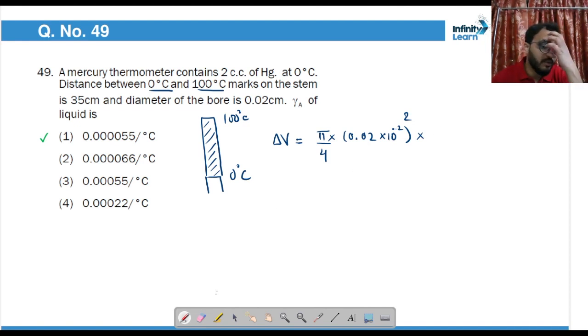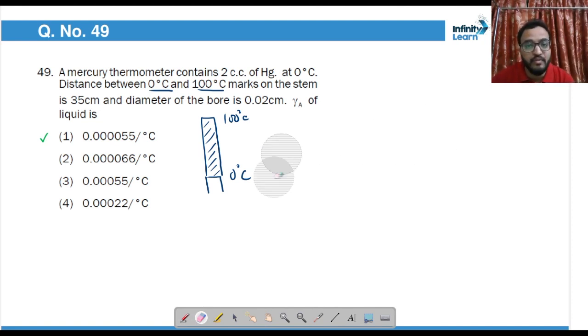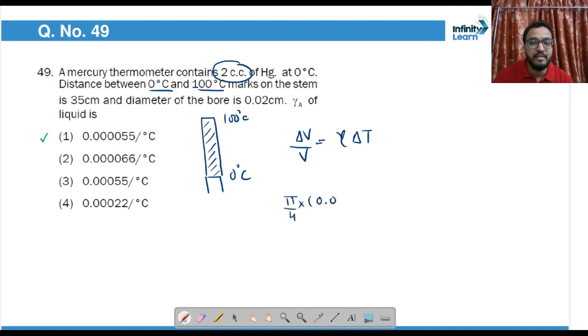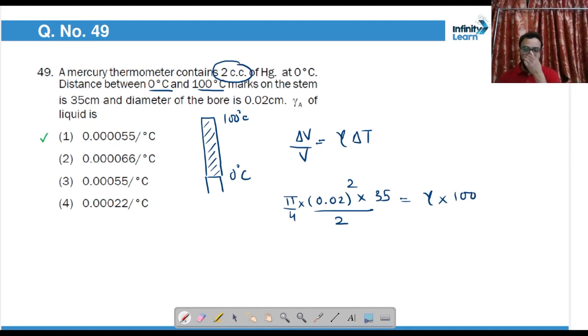Acha, we don't need to convert centimeter into meter because they have already given the original volume in centimeter cube. So delta V by V is gamma delta T. So delta V is how much? Pi by 4 into 0.02 whole square into 35 upon volume, which is 2, gamma into delta T, which is 100. Now you put the values, definitely you will get the answer. Clear? The correct answer will be the first option.